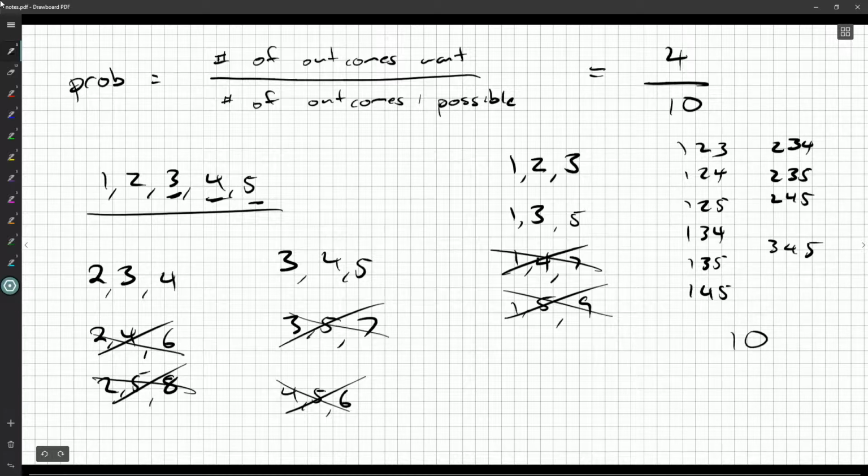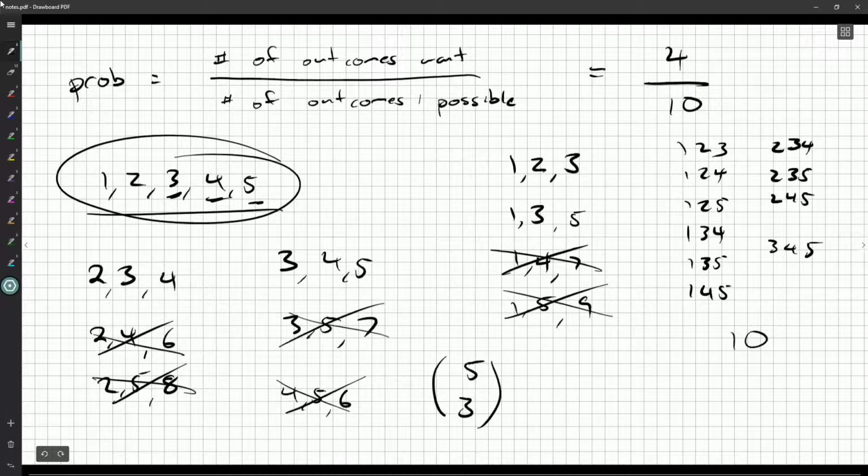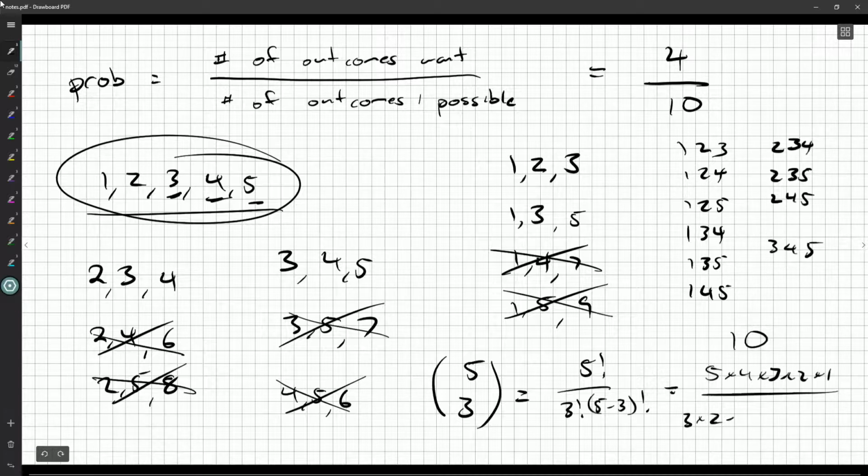Now another way to see that, if you're familiar with combinatorics, we've got 5 numbers in my set. I want to choose 3 of them, so we can use this notation, 5 choose 3. This is 5 factorial over 3 factorial, and then the other number is 5 minus 3, which will be 2 factorial. And so 5 factorial, that's just 5 times 4 times 3 times 2 times 1. 3 factorial is 3 times 2 times 1. 5 minus 3 is 2, so we need 2 factorial in here.